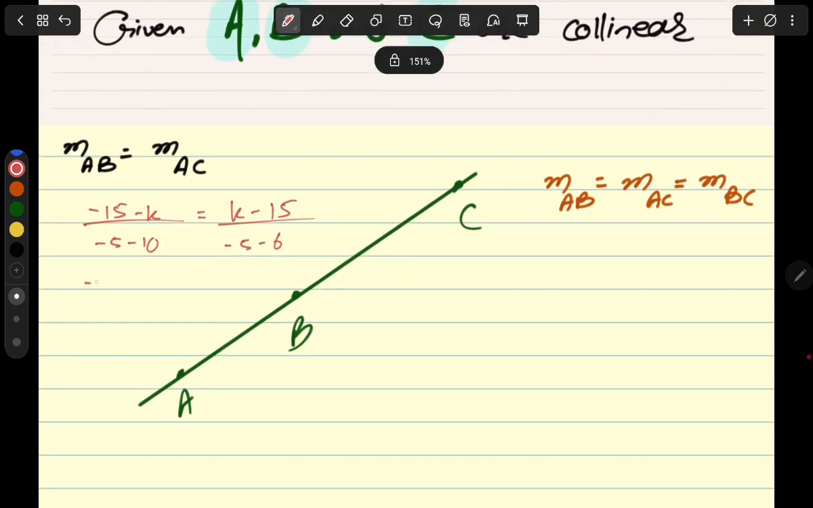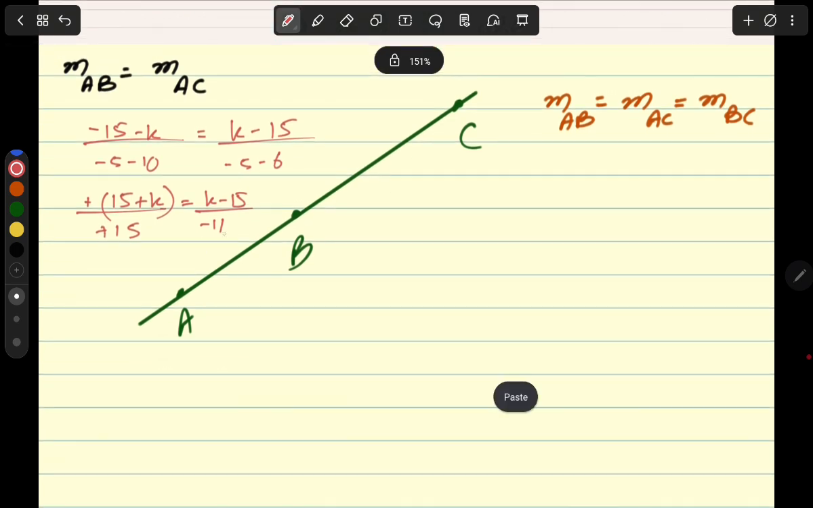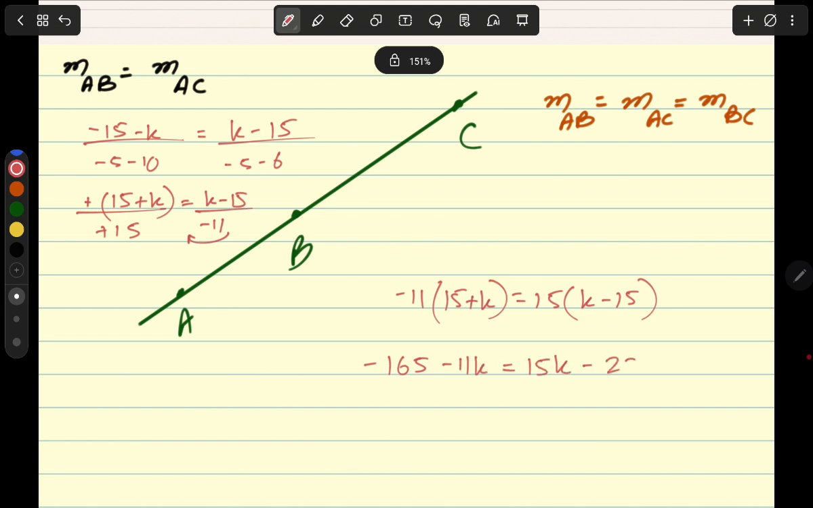So this gives us minus 15 plus k over negative 15 equals k minus 15 over negative 11. Now what I can do is I can cancel the negative with negative here. Let's cross multiply. So this becomes negative 11 times 15 plus k is equal to 15 times k minus 15. So what does this give us? This gives us negative 165, negative 11k is equal to 15k minus 225.